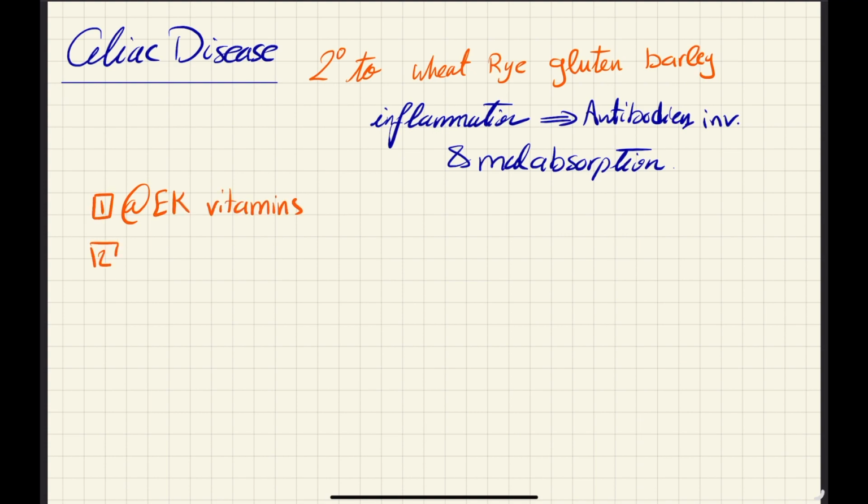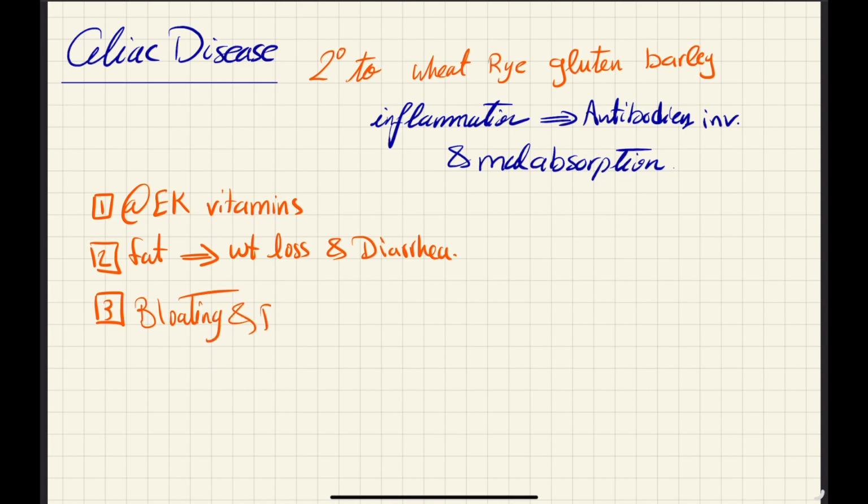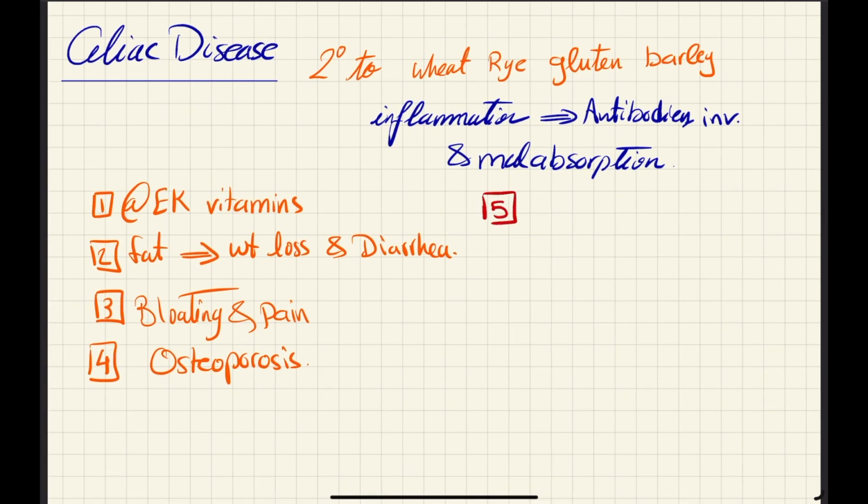Now, the manifestations are related to this. So we have the ADEK vitamin deficiencies and their related manifestations. We have fat malabsorption and weight loss and diarrhea. We have bloating and pain because of the malabsorption of the food. This will cause gas formation and will result in pain. And also we have osteoporosis risk because of the lack of vitamin D and calcium absorption in the intestines.